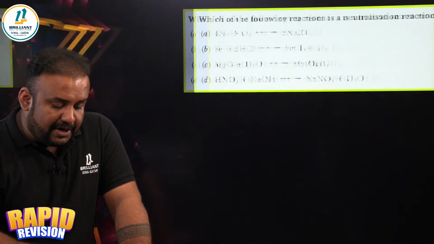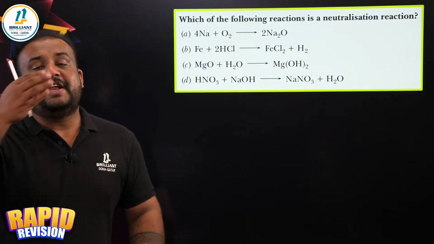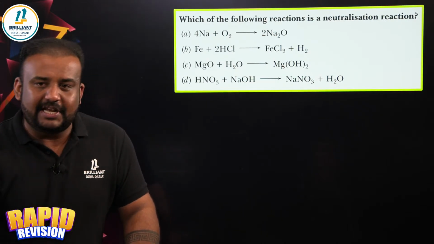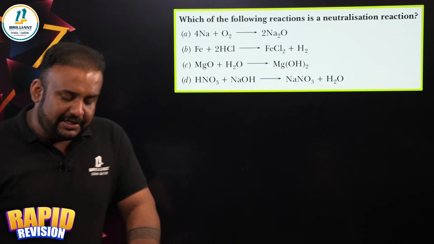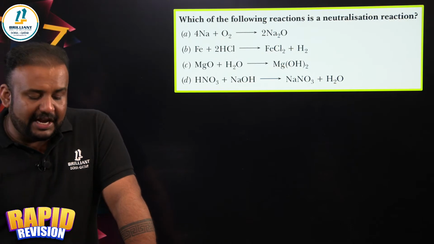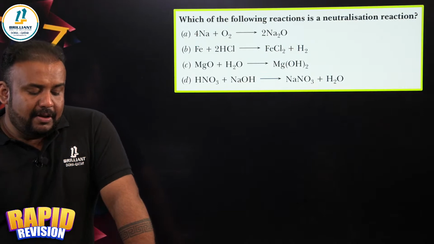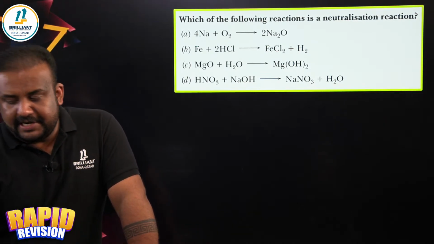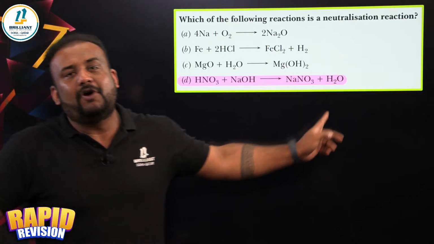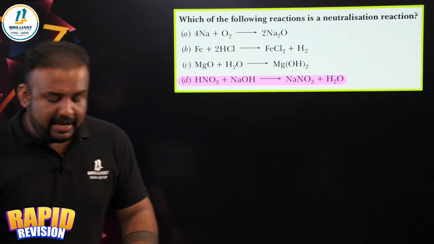Right. The next one. Which of the following reactions is a neutralization reaction? What is neutralization? When an acid and a base react, where the effect of the acid is nullified by the base or vice versa, that's called a neutralization reaction. So tell me, which option is neutralization here? First one is not, second one is metal plus acid, third one is metal oxide plus water. So which one is it? Yes, the last reaction. Nitric acid plus sodium hydroxide gives sodium nitrate plus water. This is neutralization. Strong acid and strong base give a neutral salt plus water.